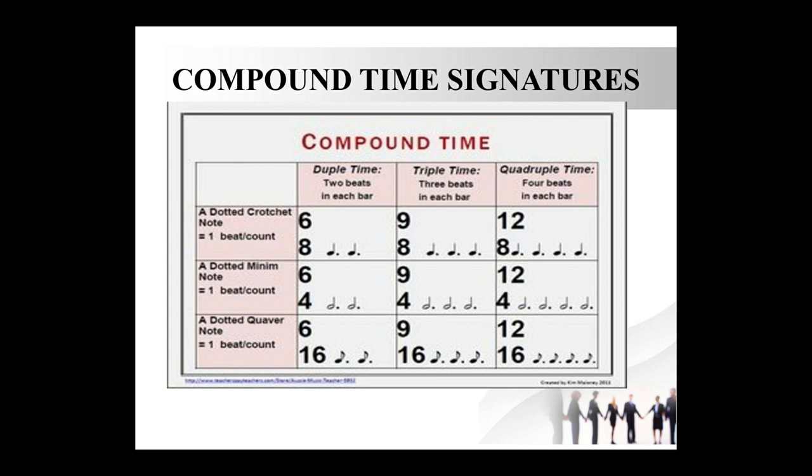Under the crochet, we have 6-4. That means you need to get 2 dotted minims in every bar. 9-4, you need to get 3 dotted minims. 12-4, you need to get 4 dotted minims in every bar. With the 6-16, very funny. So 6-16 means you need to get 2 dotted quavers in every bar. 9-16, the same thing. And then 12-16. So that's a real complex rhythm there.